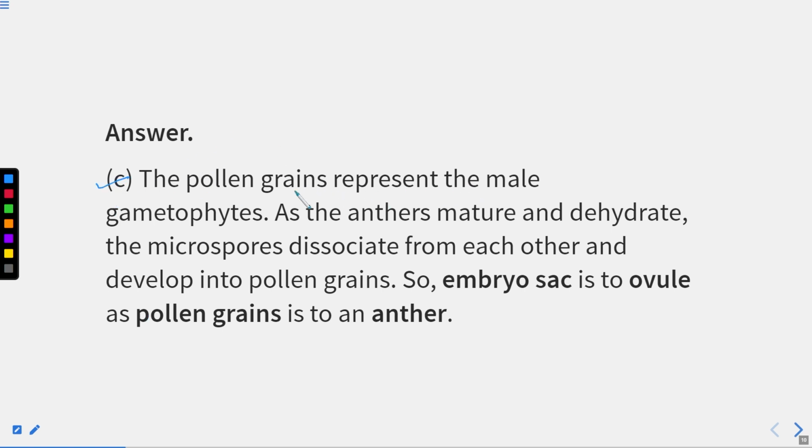The pollen grain represents the male gametophyte. This you have to remember. The pollen grains are known as the male gametophyte. As the anthers mature and dehydrate, the microspores dissociate from each other and develop into what? Pollen grains. So you can say pollen grains develop inside the anther. Initially, microspores are present within the anther, and the microspores dissociate from each other and develop into pollen grains. So embryo sac is to ovule as pollen grains is to anther. So this is the correct answer here.